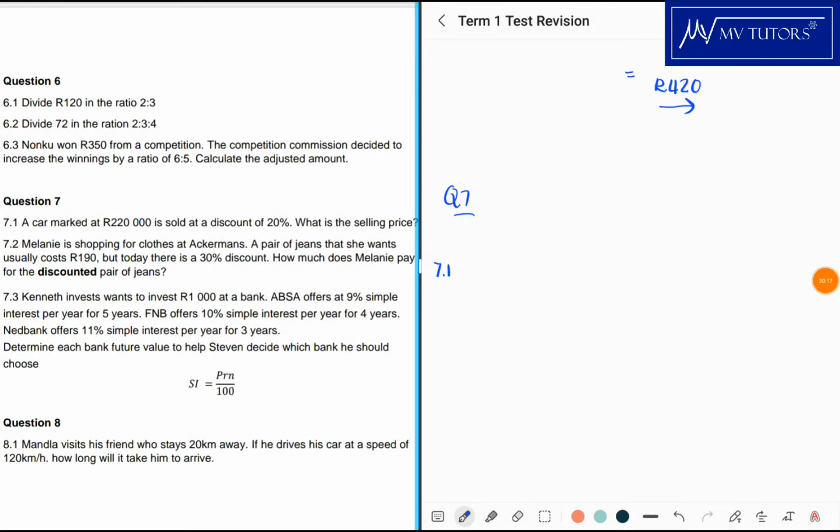Okay, let me repeat again. A car marked at 220,000 is sold at a discount of 20%. What is the selling price? So here we need to work out what the discount actually is. And I think at this point you are allowed to use calculators, right? But yes, so firstly we need to work out what 20% is of 220,000.